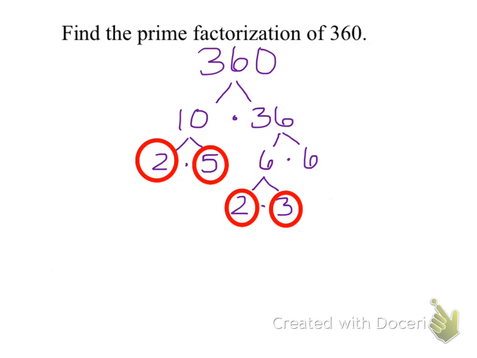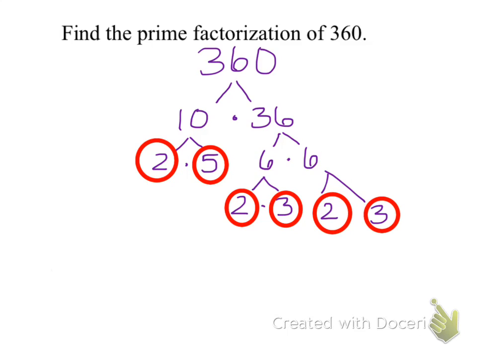And go back to your last 6. We're going to break that into 2 times 3. And again, those are both prime. Circle, circle. And once you have everything at the bottom circled, you know you are done.